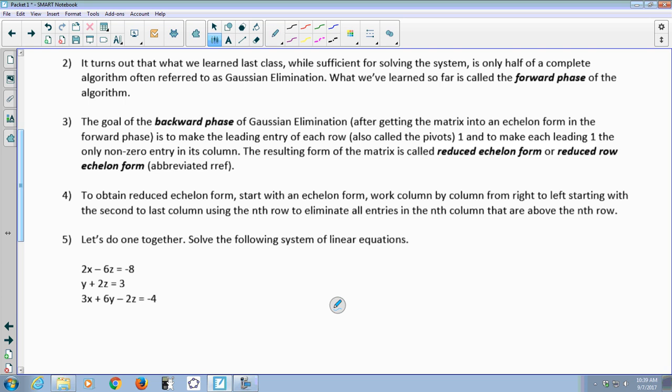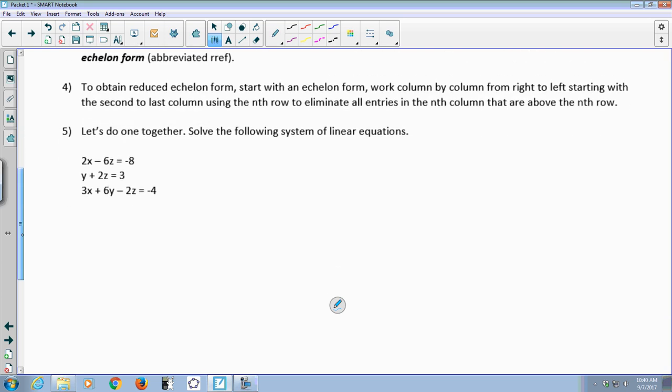So what we learned is the forward phase of the algorithm. Half of it, the forward phase. Forward meaning work column by column, left to right. Today we're going to learn the backward phase, where you work backwards, column by column, right to left. So you do the forward phase, and then after that, our goal is to get rid of everything above the diagonal. So you're only going to have entries on the diagonals, and then you'll know the solutions to the whole thing. No need to back substitute. When you're done, we call that matrix reduced echelon form or reduced row echelon form, abbreviated RREF.